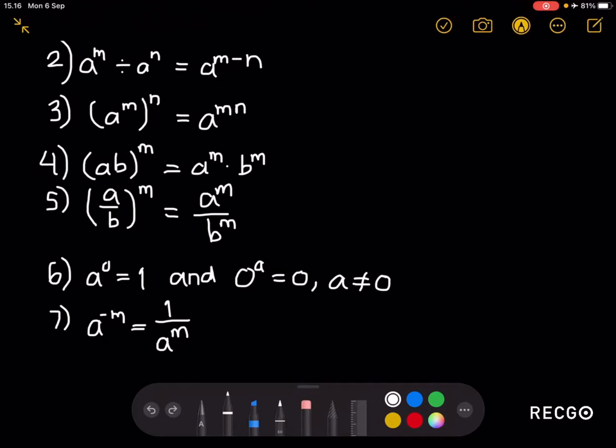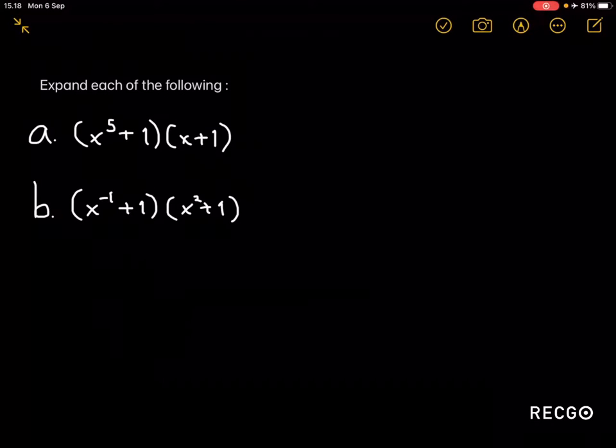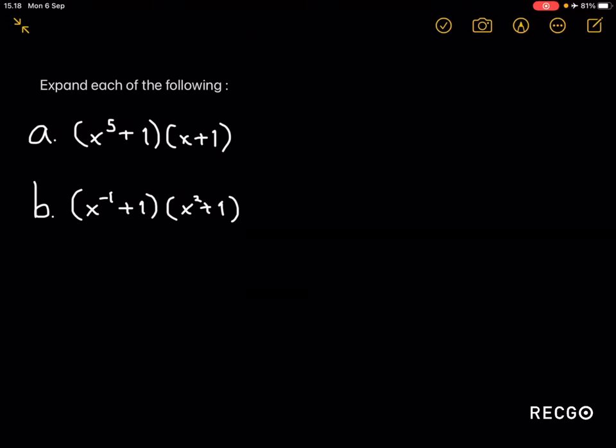And finally, for rule 7, if we have a negative exponent, so we have a to the negative m, this is just exactly the same as 1 over a to the m. Let us use those exponent rules to expand each of the following expressions.